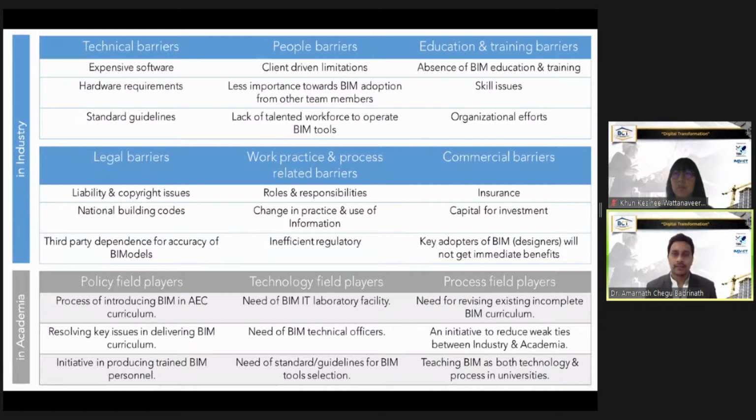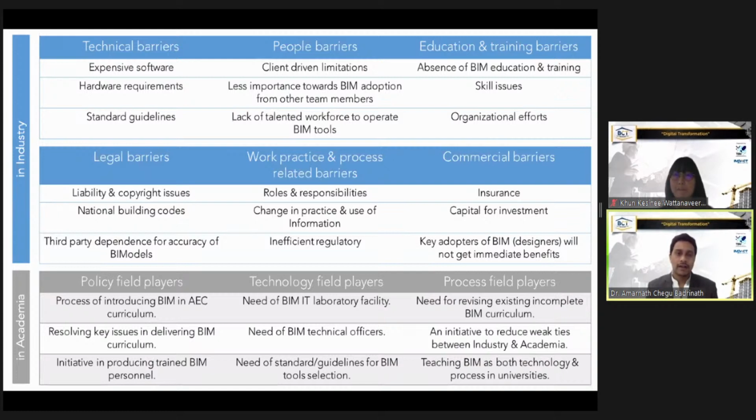And education and training barriers: absence of BIM education and training in academia. Initially it was focusing more on BIM as software learning in the universities, but now they're changing. Then there are skill issues among the professors who teach the latest trends, because many times university professors get outdated. They don't keep up with the latest trends happening, so skill issues happen. Organizational efforts are very few. Some institutes are driven by politicians, some by the government, so it depends on the level of drive.